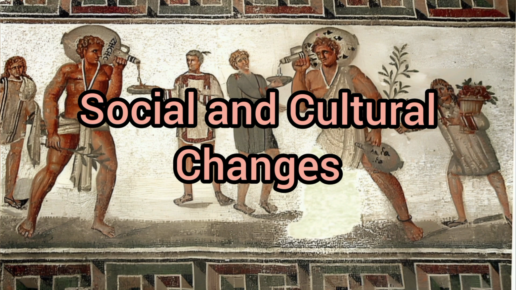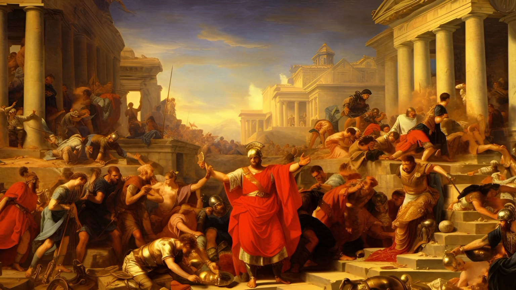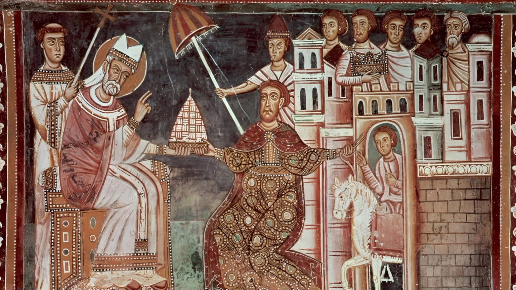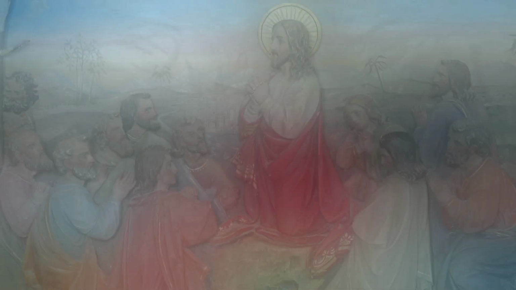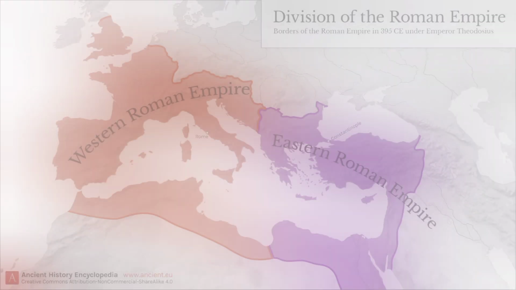Social and cultural changes. Social unrest, urban decay, and a decline in traditional Roman values eroded the fabric of society. Christianity, which eventually became the state religion, introduced new beliefs and values.